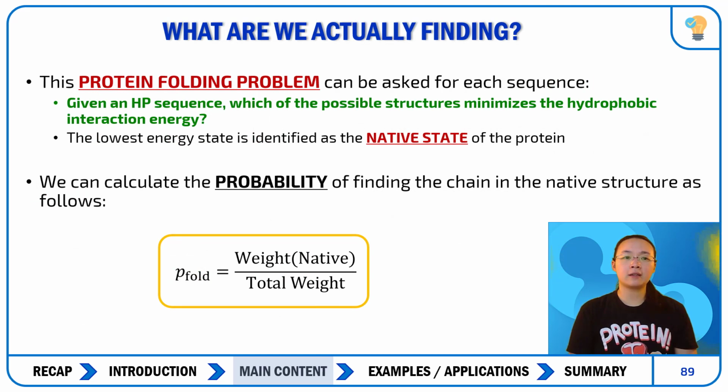Now that we know how to calculate the hydrophobic contacts, we obviously want to find the structure that's going to minimize the hydrophobic interaction energy. And the lowest energy state is now going to be defined as the native state of your protein. We can also find the probability of finding the chain in its native structure using this expression. So the probability of a folded protein is the statistical weight of its native state over the total weight or multiplicity.